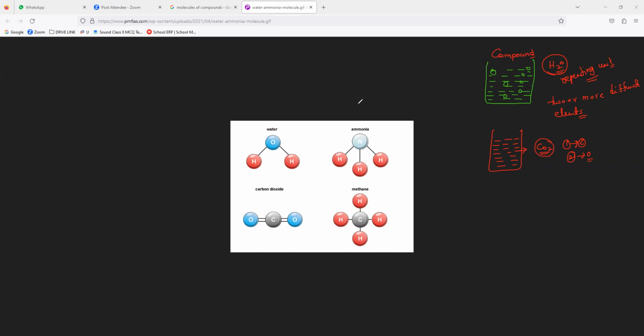What is this molecule known as? Heteroatomic molecule. Now, the atoms present here are hydrogen, oxygen, hydrogen, nitrogen, oxygen, carbon dioxide, carbon and hydrogen. These are all held together by a force of attraction. What is that force of attraction? We call it a chemical bond.